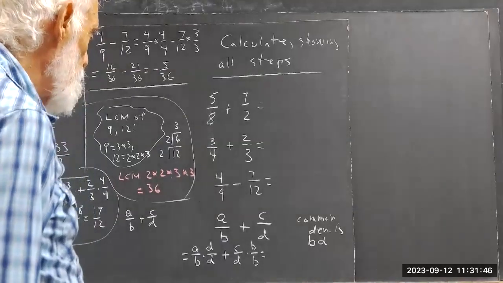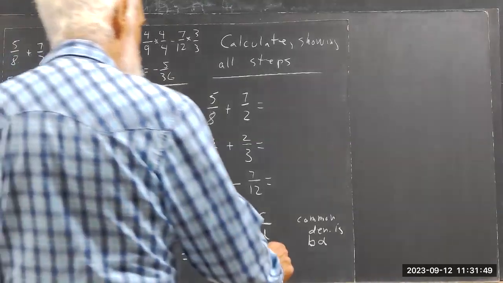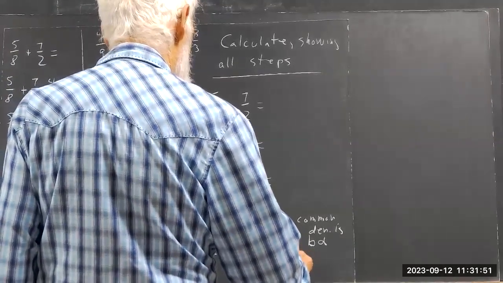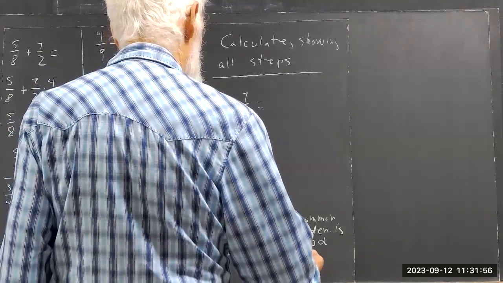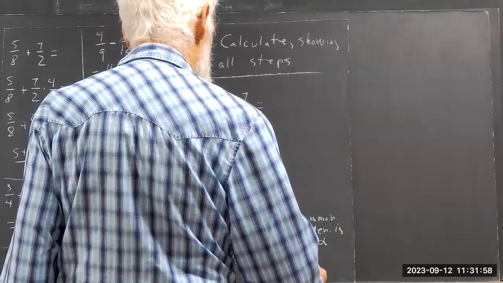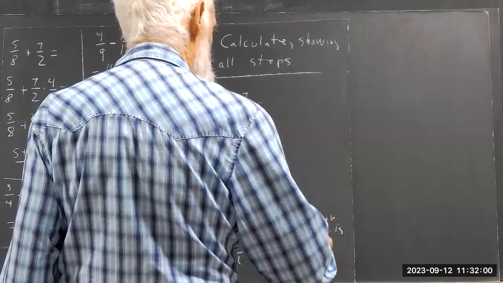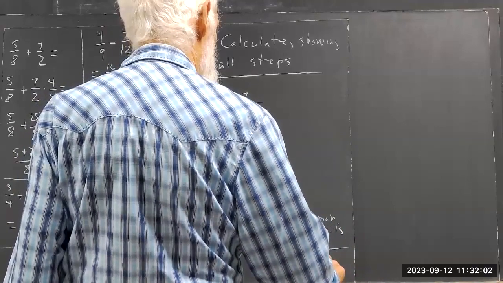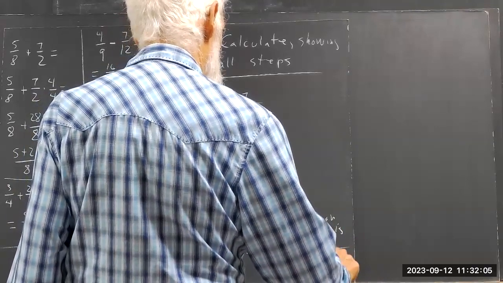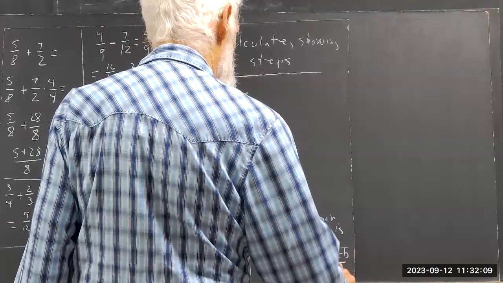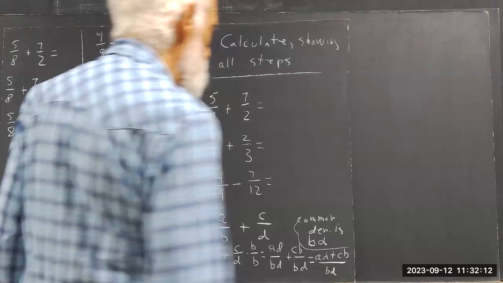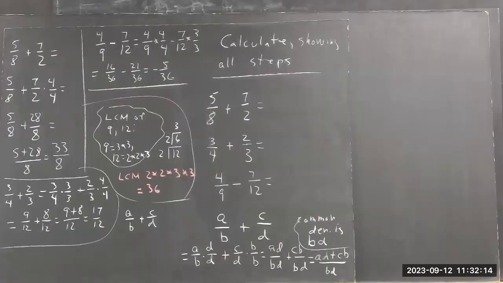And this comes out then AD over BD plus CB over BD. And then you just add the numerators, AD plus CB, over the common denominator BD. The process is exactly the same as what you do with numbers.